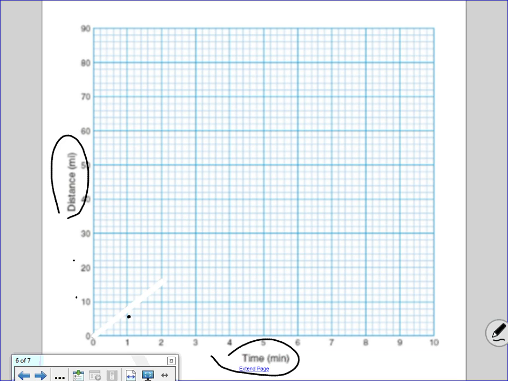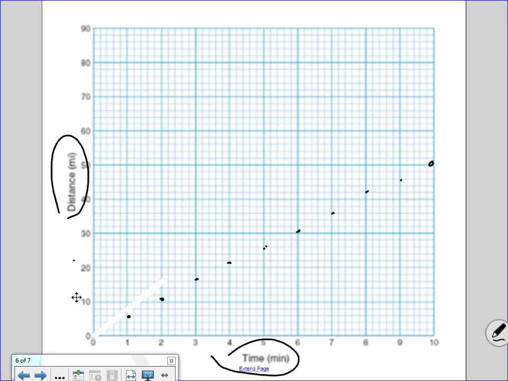At 2 minutes, we traveled 10. At 3 minutes, we traveled 15. 4 minutes, we traveled 20. 5 minutes, we traveled 25. 6 minutes, we traveled 30. 7 minutes, we traveled 35. 8 minutes, we traveled 40. 9 minutes, we traveled 45. 10 minutes, which is it on the graph, we traveled 50.